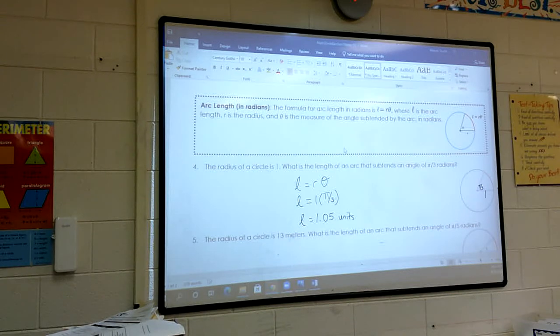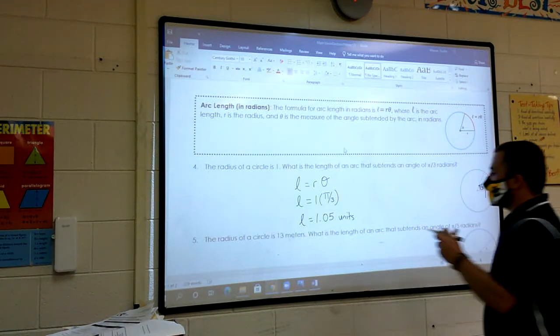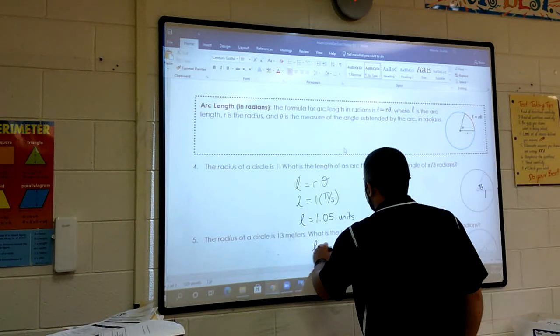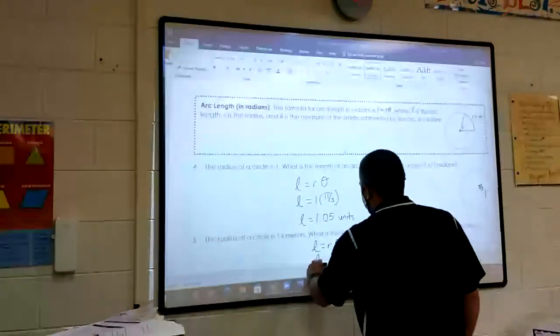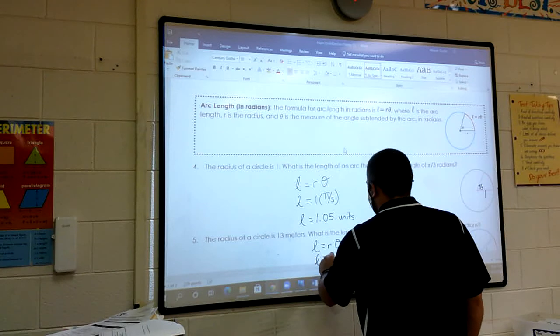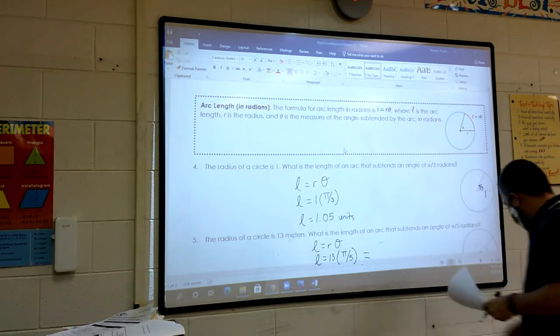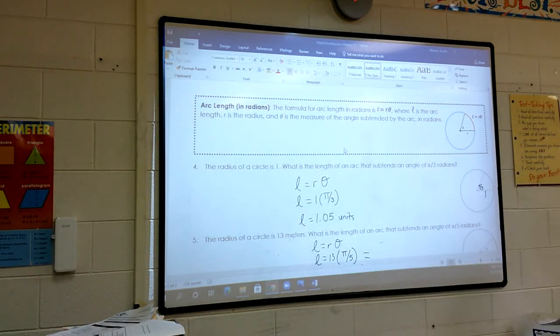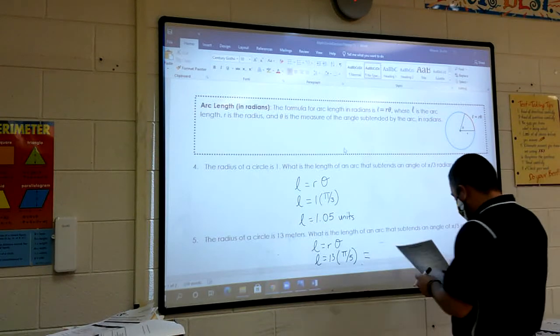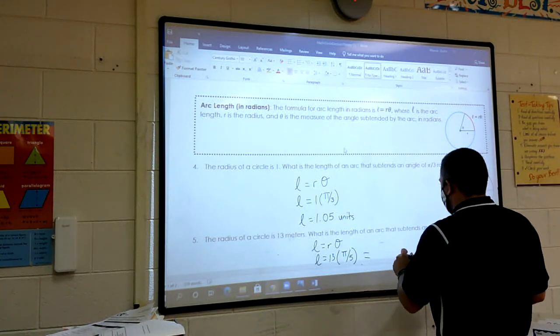Number 5, the radius of a circle is 13 meters. What is the length of an arc that uses an angle of pi over 5? So that's pi over 5 there. Again, the length equals the radius times the angle. We know the radius is 13 and the angle is pi over 5. So we're just saying 13 times pi over 5, and we get 8.17, and that is in meters.